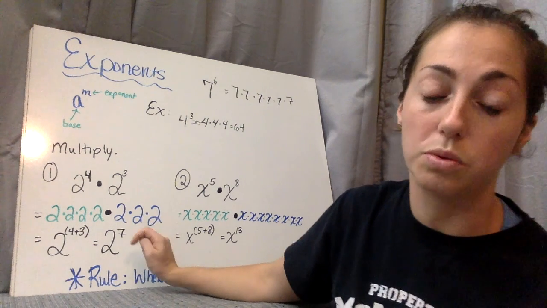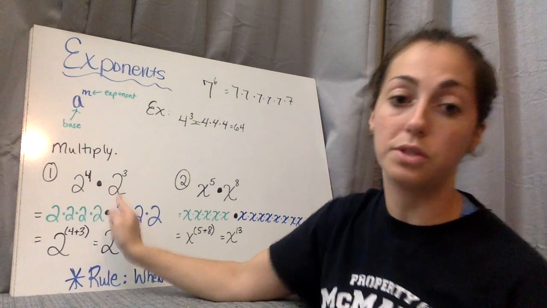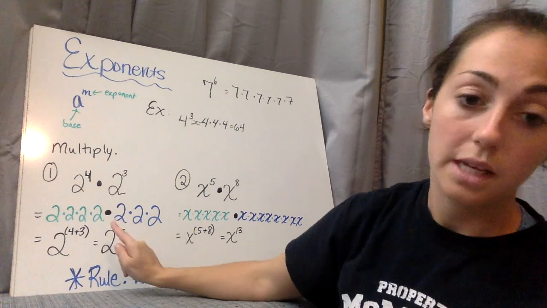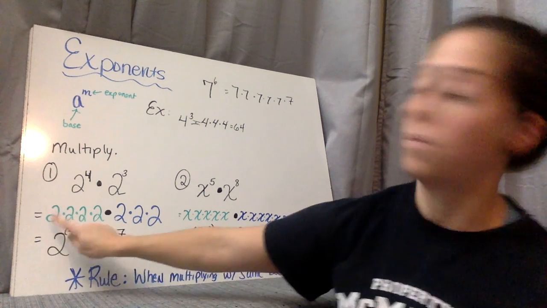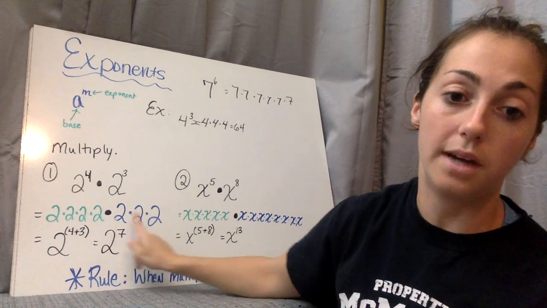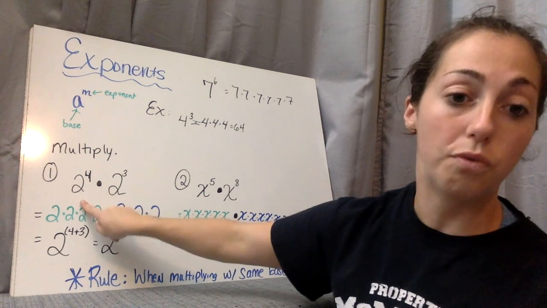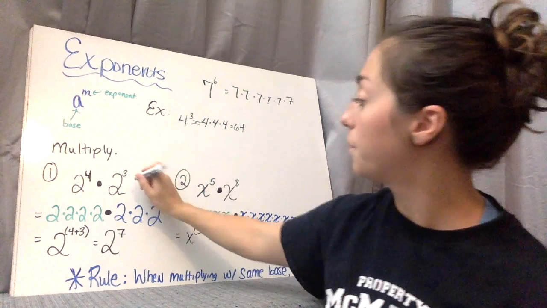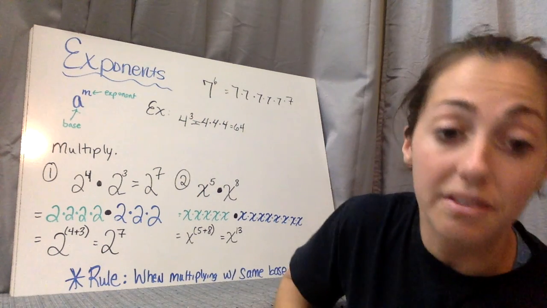There's 3 2's. Now all together, when I have 2 to the 4th times 2 to the 3rd, I have 4 2's times 3 2's. So how many 2's do I have all together? 1, 2, 3, 4, 5, 6, 7 2's. So my answer for 2 to the 4th times 2 to the 3rd is 2 to the 7th power.